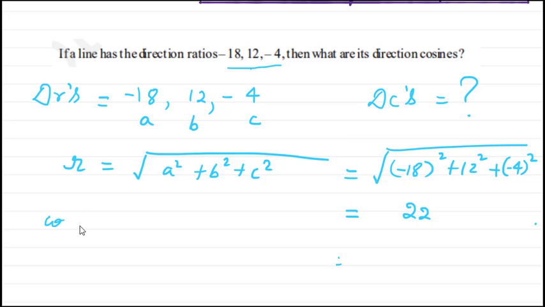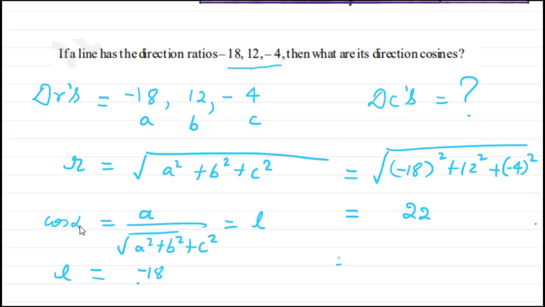So as I told, cos alpha will be how much? X divided by root over, or here we have taken A. So it will be A divided by root over A square plus B square plus C square, or A by R. So here that will be your L. So L will be how much? A is minus 18 and this is 22.